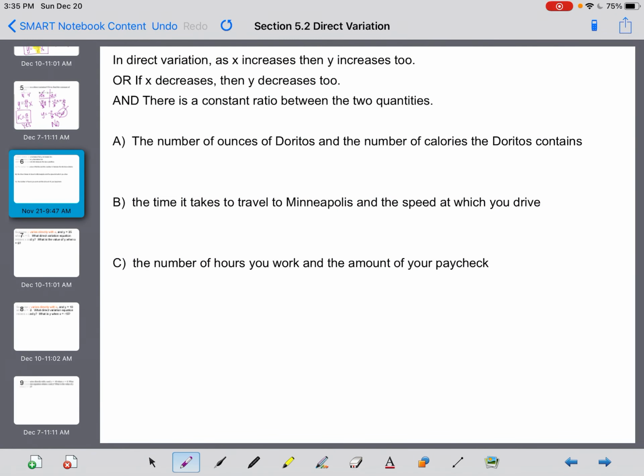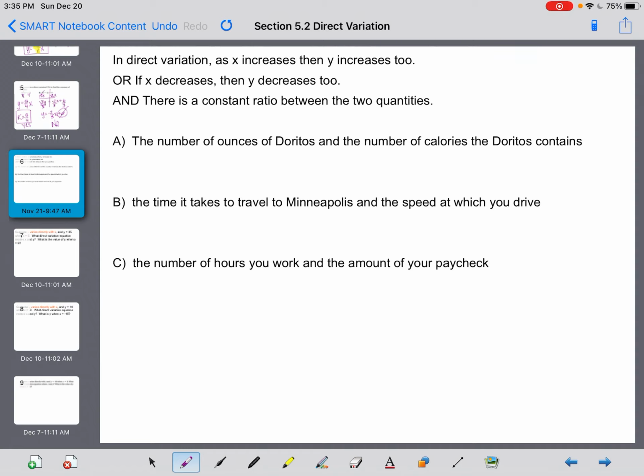In real life situations, a direct variation is represented if one quantity increases and then the other one increases with it. So your x goes up and your y also goes up, or the other way around. If one goes down, the other one also goes down. And there has to be a constant ratio between the two quantities. So we're just going to say yes or no, whether we think these real life situations represent direct variations.